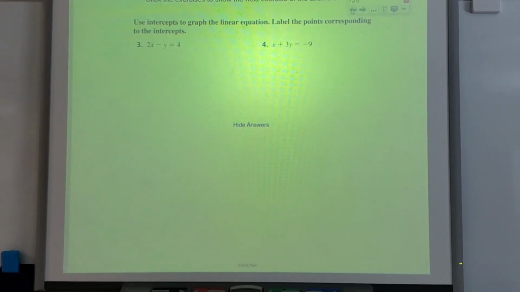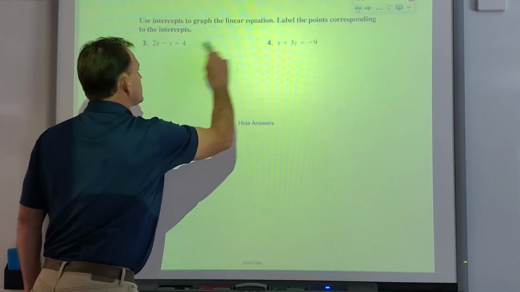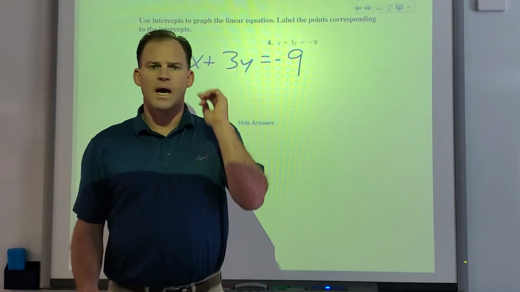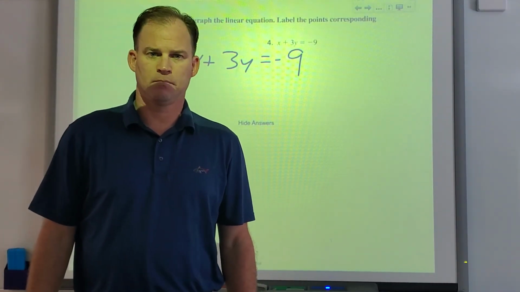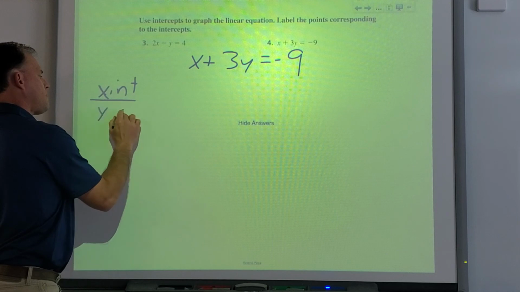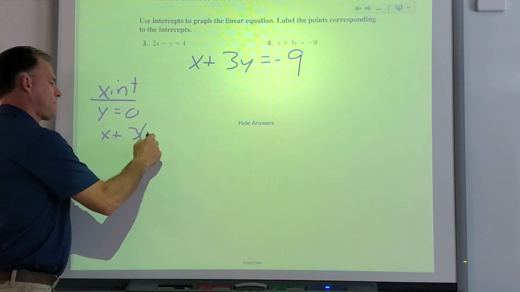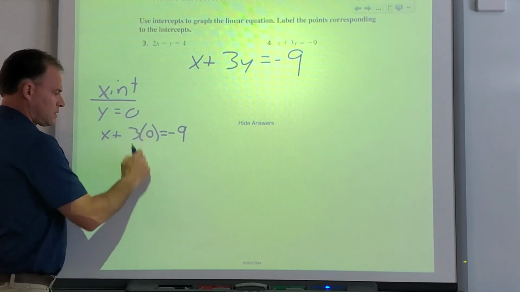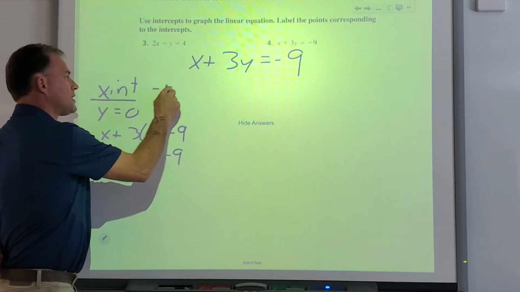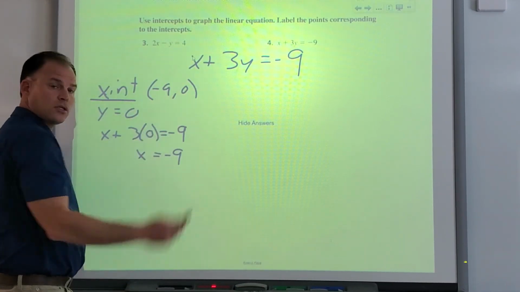All right, so here's day 2 of solving our graphing with intercepts. So we're going to work on this one here. We did that one yesterday. How do I find the x-intercept? Plug zero in for y. Take my equation, multiply, 3 times 0 is 0. So my x-intercept is -9. I plugged in 0 for y, so that's how I know my 0.